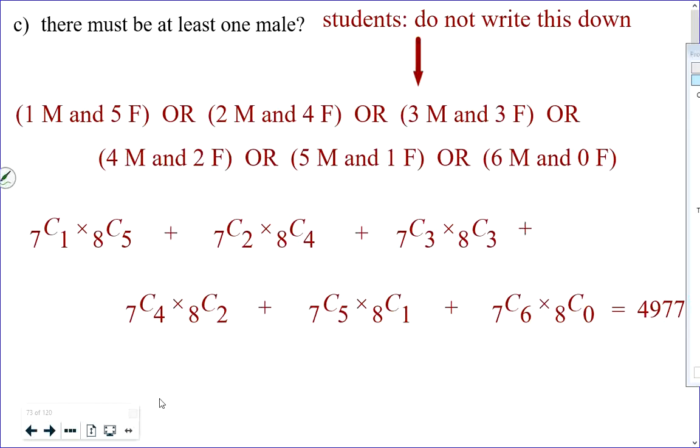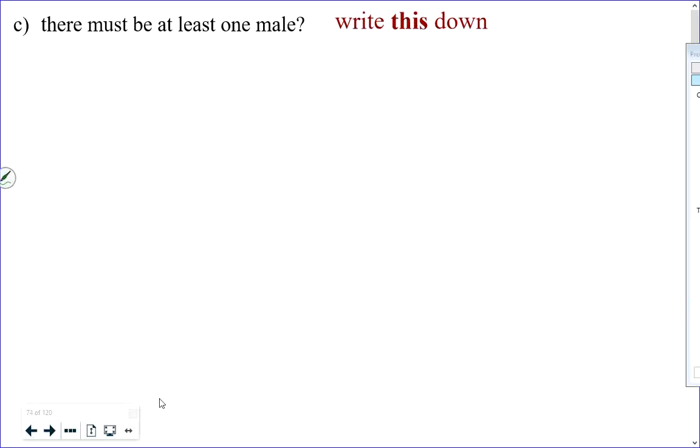The way to do it is to recognize that if you have at least 1 male, the only other possibility is having no males. So if we find the total number of 6-person committees, and we subtract from that all of the committees that are just female, every other committee will have at least 1 male. This is like finding how many ways we can arrange the volleyball players so Joan and Emily are not together. We take the total and subtract how many where they are together.